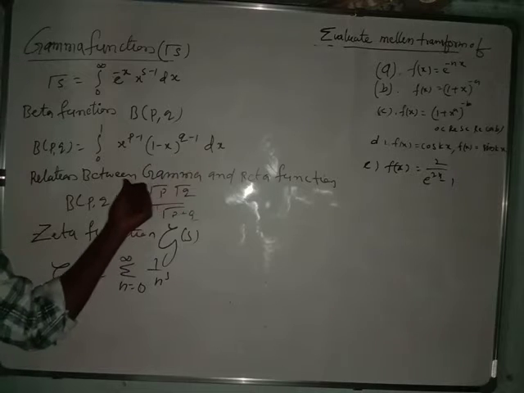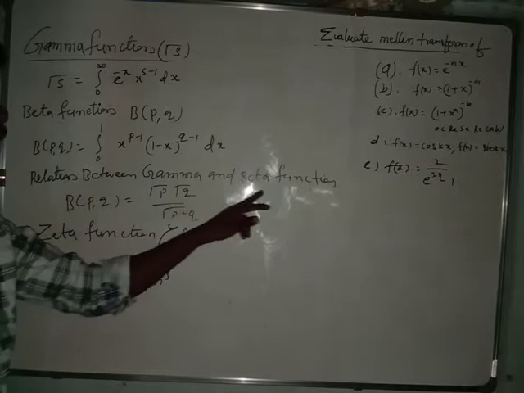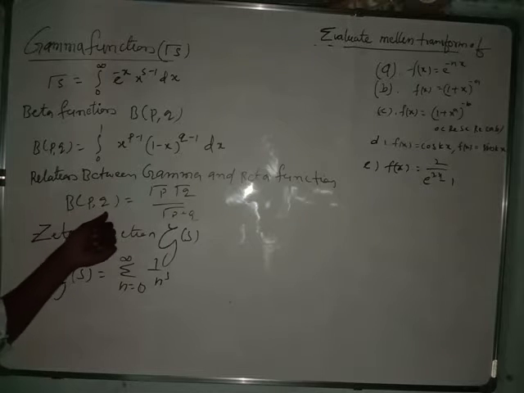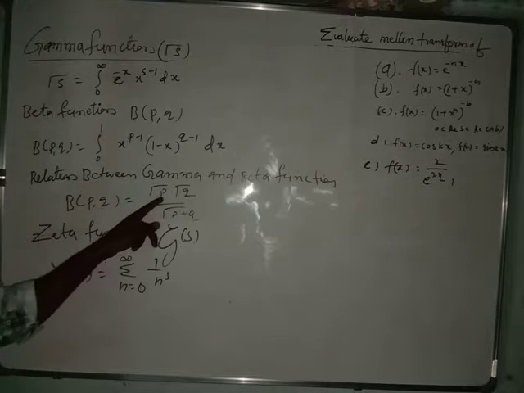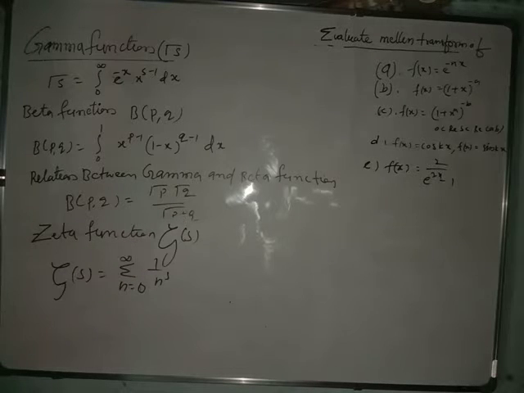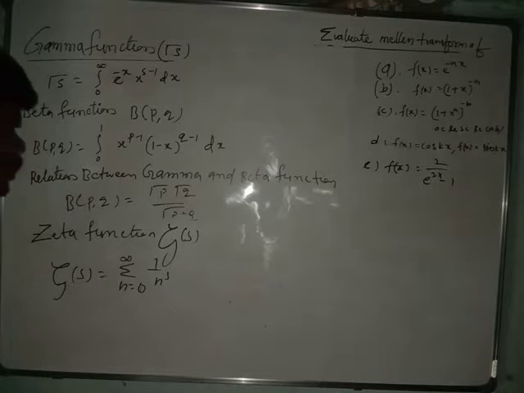Now the relationship between the gamma and beta functions: beta of p comma q equals gamma of p into gamma of q divided by gamma of p plus q.